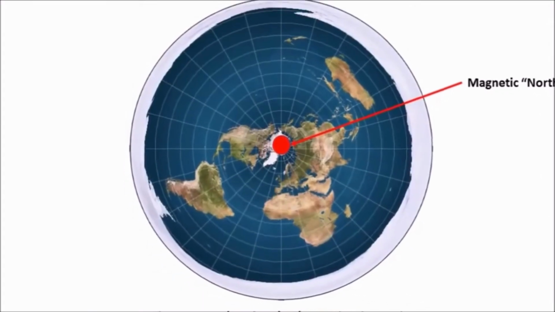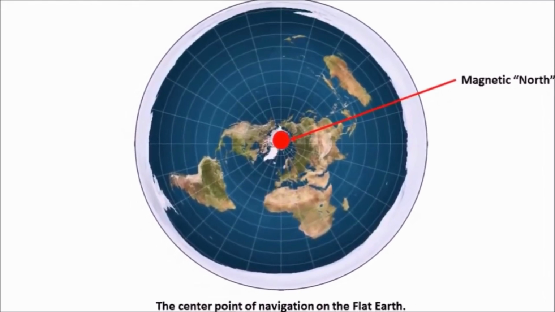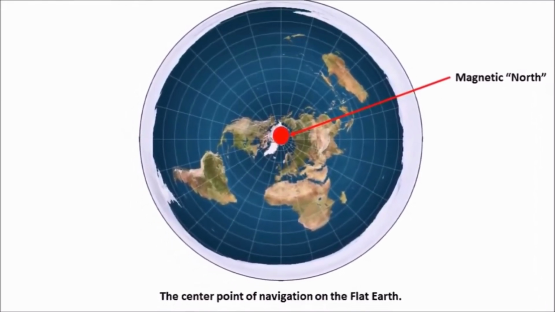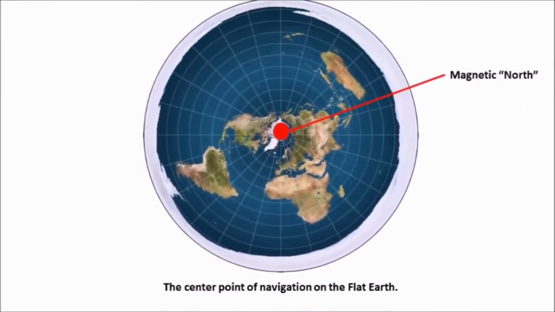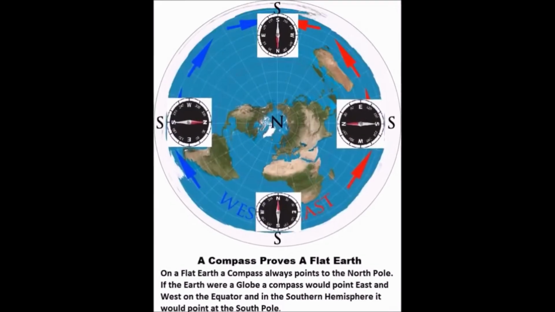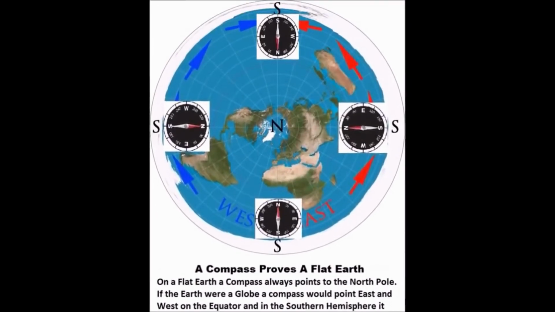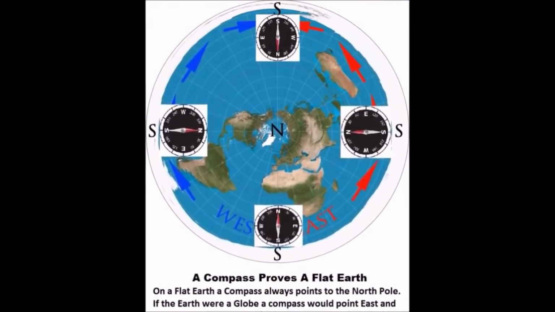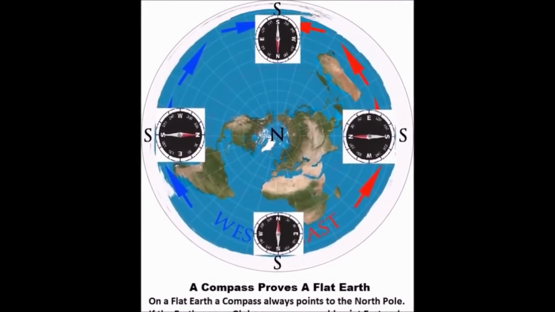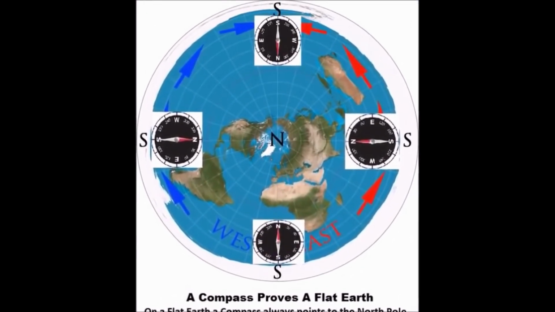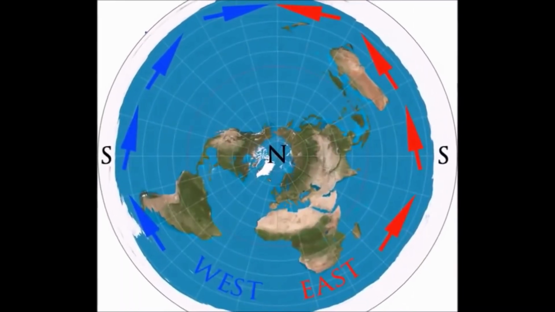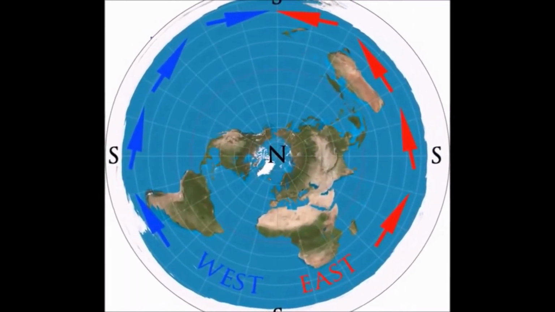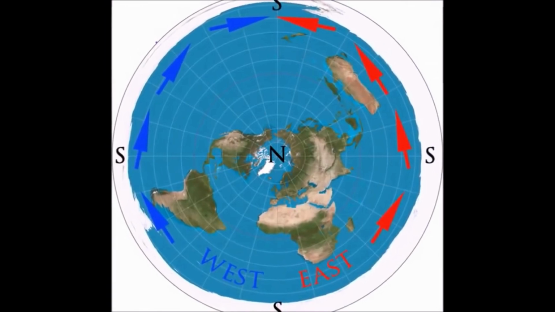The ancients called it magnetic north because they believed that towards the center of the flat plane, it acted like a magnet. This is why no matter where on our flat Earth, when you hold a compass, it will always point to north, which appears to act like a magnet, drawing you to that direction. If anything, north and south seems to make more sense on the flat Earth than the ball Earth.